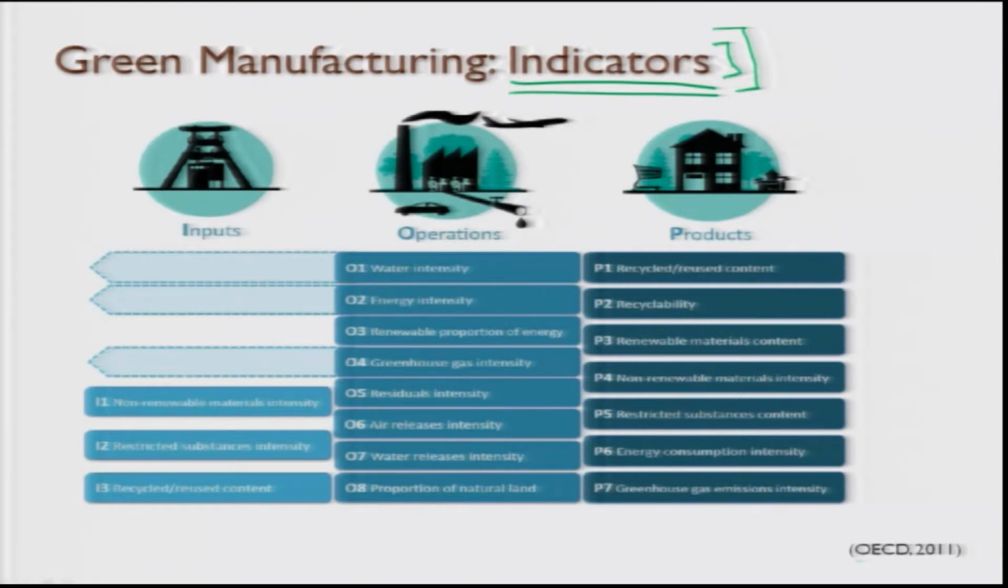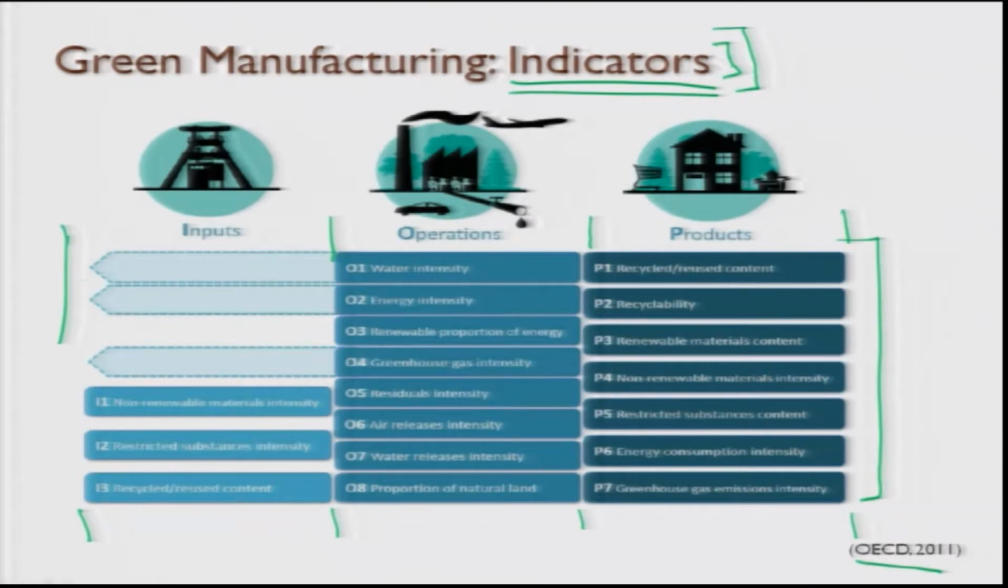So this is a figure of the indicators, those are given by OECD. OECD is the Organization for Economic Cooperation and Development, which is an international organization with a mission to promote policies that will improve the economic and societal well-being of people all around the world. So they came up with the indicators and they divided into 3 different stages here. If you could recall, we had input, operations and products as our 3 major stages in manufacturing.